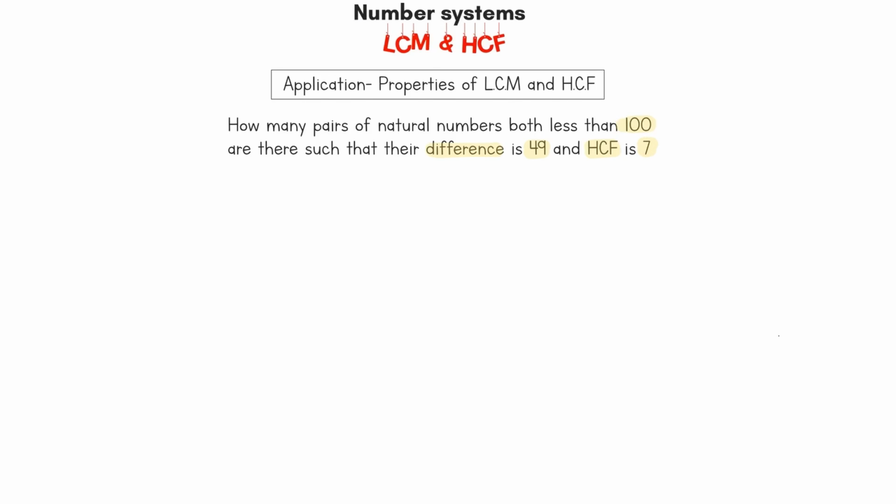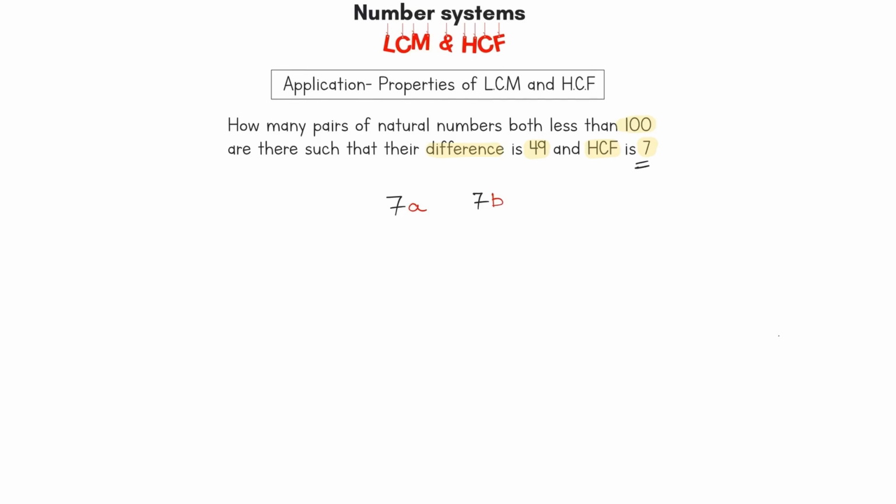So again, I am not being asked about the number, I am asked about how many numbers you can make such that their HCF is 7. So I can write the two numbers as 7A to be my one number and the other number will be 7B. How do I do this?